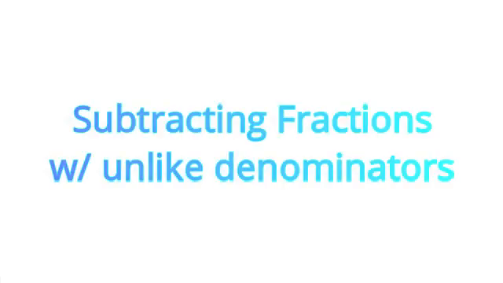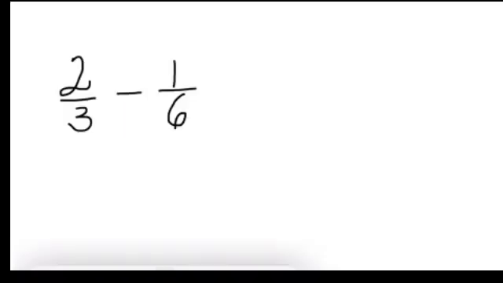So now let's look at subtracting fractions with unlike denominators: 2/3 minus 1/6. So our first term has 3 as the denominator and our second has 6 as the denominator. Since 3 is a factor of 6, 6 will be our common denominator.